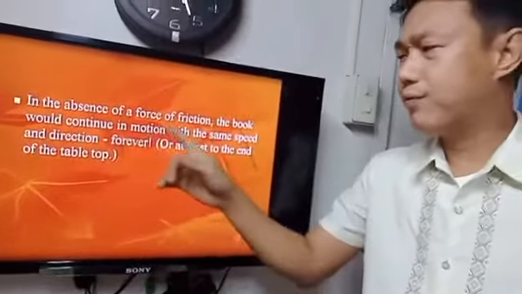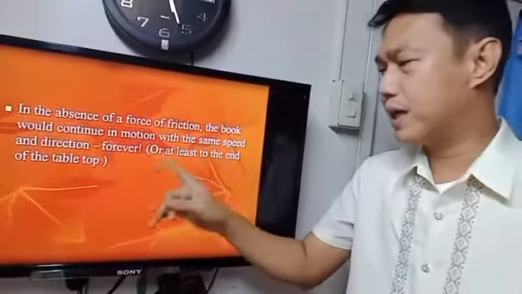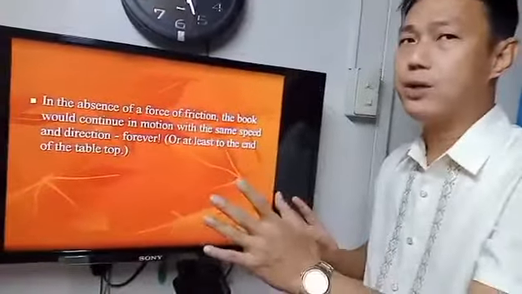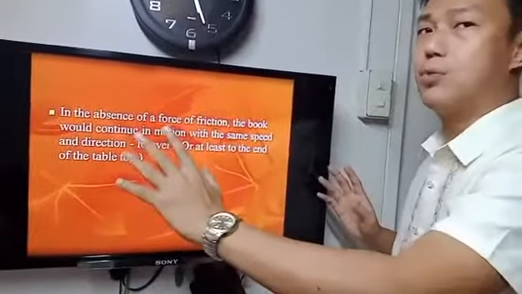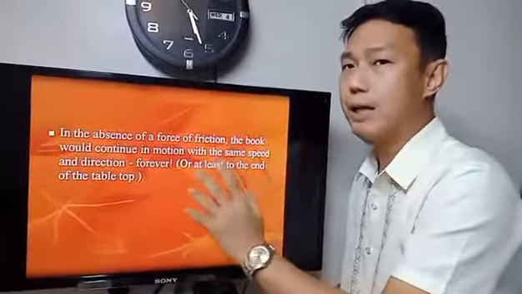In the absence of a force of friction, the book would continue in motion with the same speed and direction forever. That means if we were to neglect friction and all other forces that would impede its motion, then the object would never stop moving.